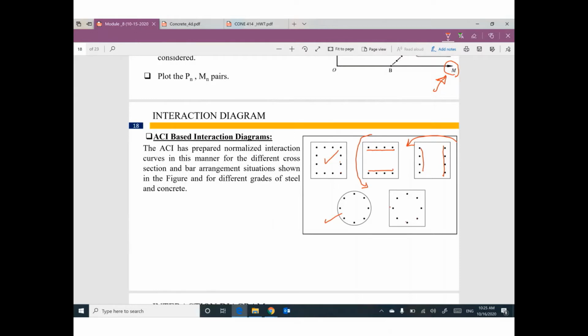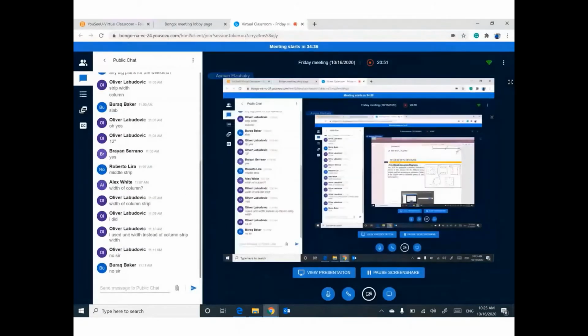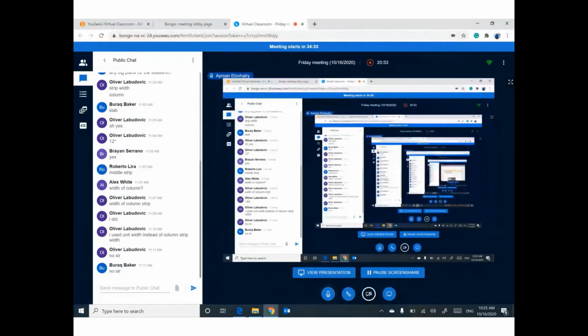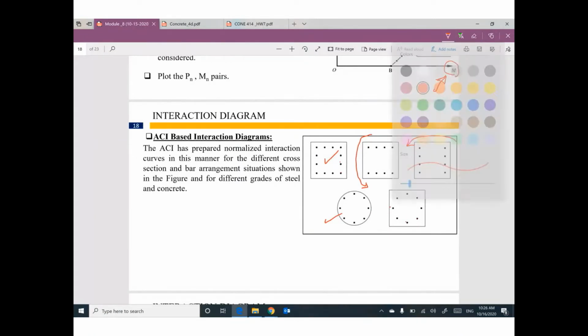I will ask you a question and I need a good answer. Are you ready? I will ask a question and I will need an answer. Do you remember where steel reinforcement is located? At tension or compression?